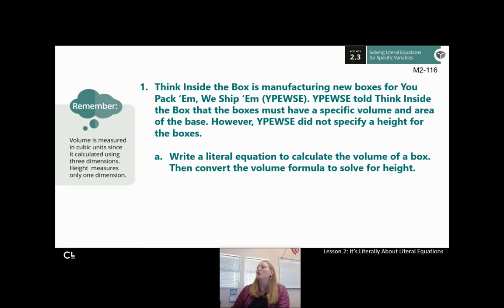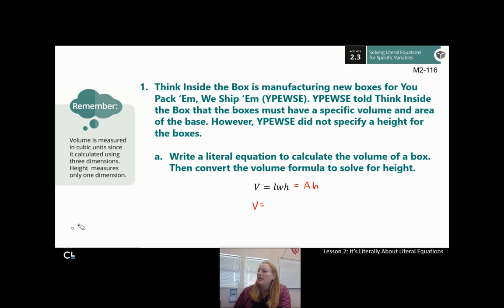Now I'm ready. So write a literal equation to calculate the volume of a box. Do you remember the formula for the volume of the box? Do you remember you can find the volume of a box by doing length times width times height? It's also possible, you could also say that volume is the area of your base times the height. That's also an option. You could have written that down as well. I'm going to stick with these guys. Volume equals length times width times height.